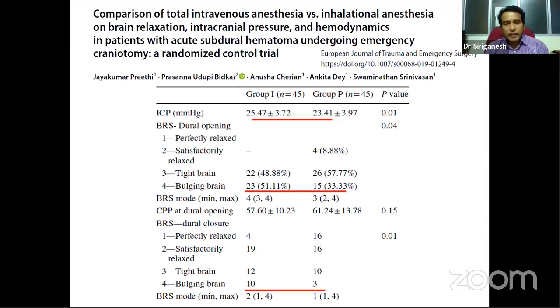There is only one study which I came across in recent times which compared TIVA with inhalation, published from JIPMER, and they observed lower ICP in the propofol group and lesser incidence of brain bulge or tight brain as compared to isoflurane, both at dural opening and at the end of surgery.